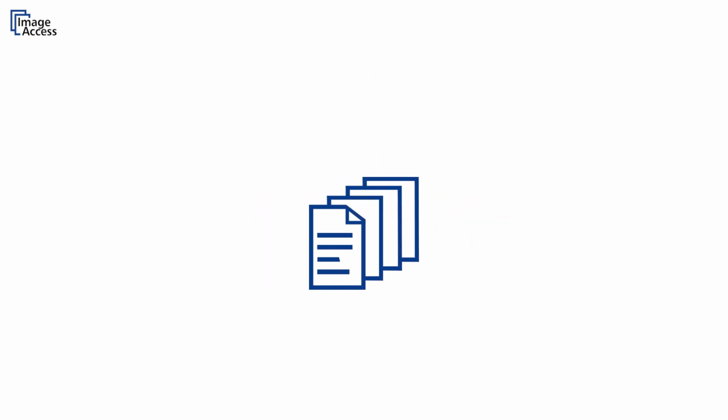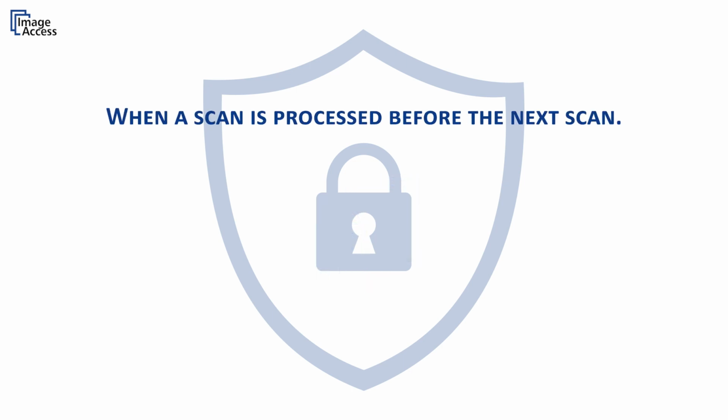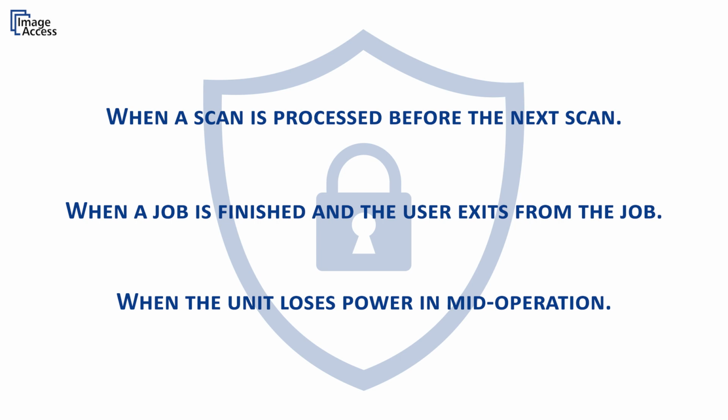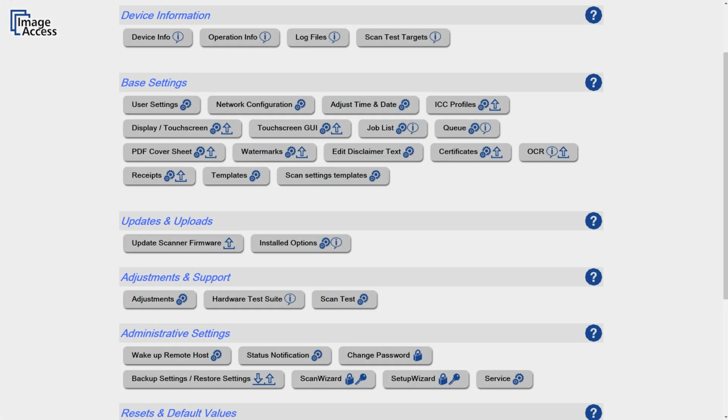WideTEK and Bookeye scanners always delete the data under the following circumstances. When a scan is processed, before the next scan. When a job is finished and the user exits from the job. When the unit loses power in mid-operation. If these file deletes are not safe enough for your environment, you can log in as power user and go to user settings.